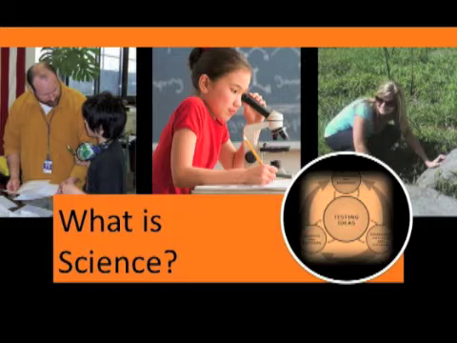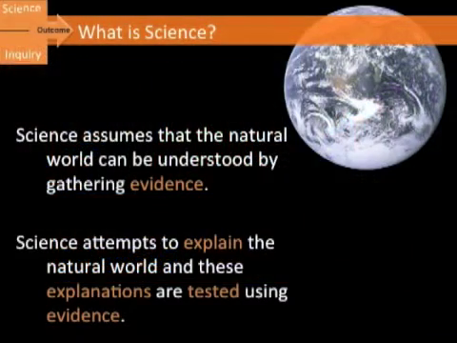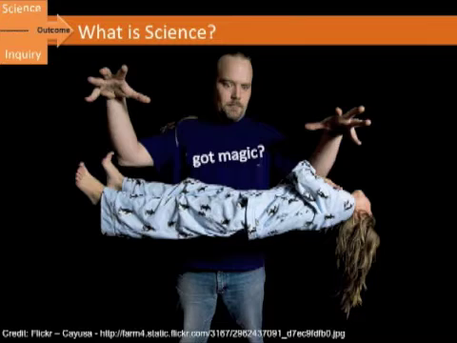In this podcast, we will explore the core characteristics of science and how those characteristics can be modeled in the classroom. Science assumes that the natural world can be understood by gathering evidence. Also, science attempts to explain the natural world, and these explanations are tested using evidence. So, magic, gremlins, or supernatural beings are not needed to explain the natural world.